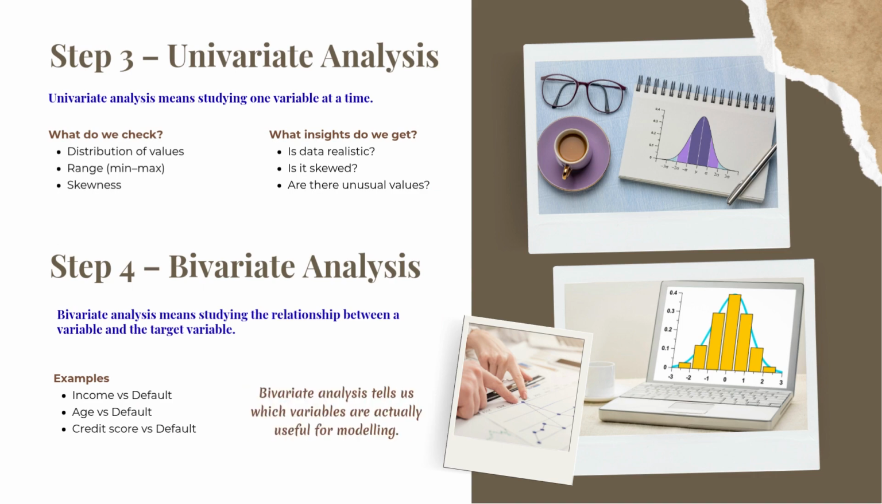So, bivariate analysis tells us which variables are actually useful for modeling, and univariate tells us about the variable itself. Many candidates stop at univariate analysis and don't check the relationship with the target, which is critical in credit risk. So we first understand the variables individually and then identify which ones actually drive the default.